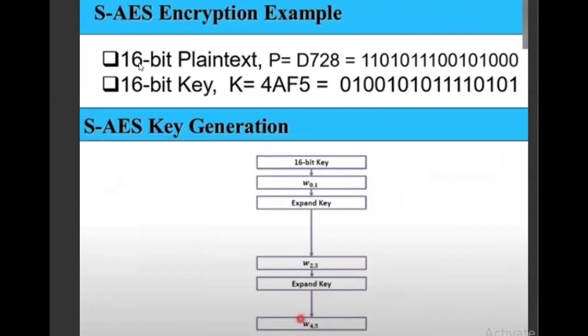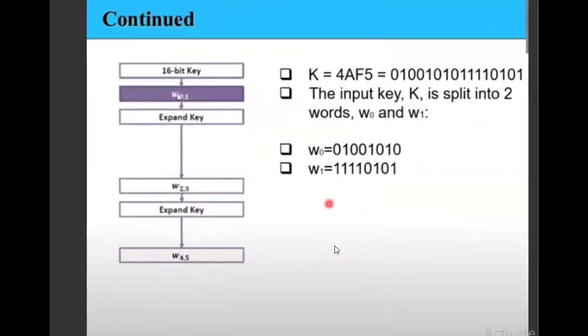Moving on with the key generation process. Here we have considered the plain text D728, and if we convert that into binary, it will look like this. So this will be our input, the 16-bit plain text and the 16-bit key and their binary representation. And then this is the key generation algorithm. How many keys are we generating with the simplified AES key generation algorithm? Three keys.